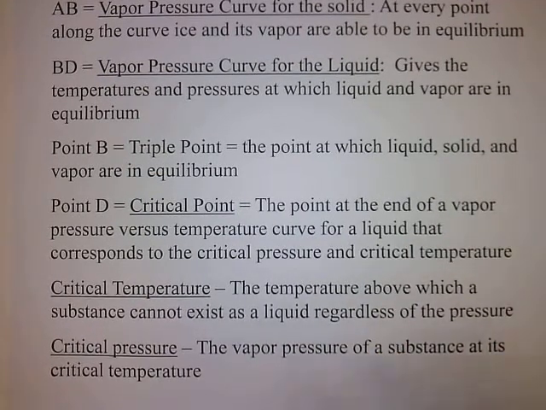And then the critical pressure is the vapor pressure of a substance at its critical temperature, or the pressure required to make it a liquid at that temperature. But beyond that temperature, it cannot be a liquid. That's the critical temperature. And that pretty much wraps it up for this chapter.